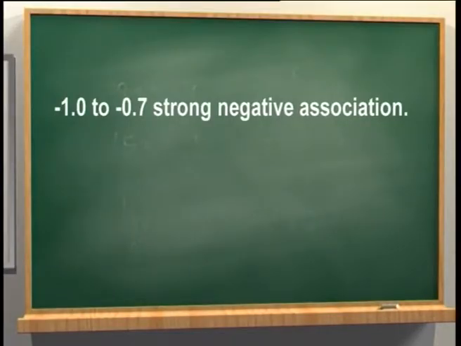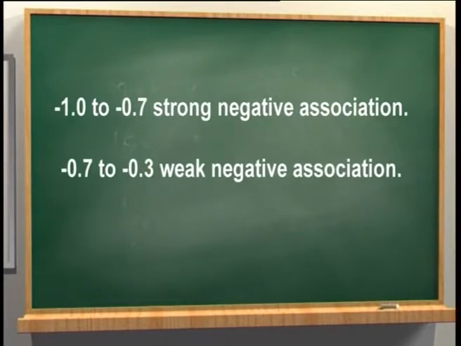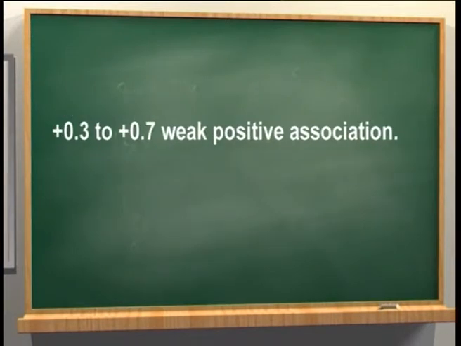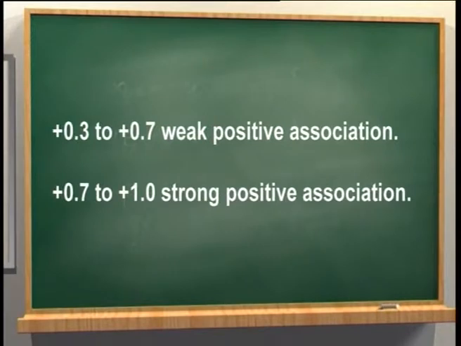Here is how I tend to interpret the correlations. -1 to -0.7 is a strong negative association. -0.7 to -0.3 is a weak negative association. -0.3 to +0.3 is little or no association. The values +0.3 to +0.7 is a weak positive association. +0.7 to +1 is a strong positive association.